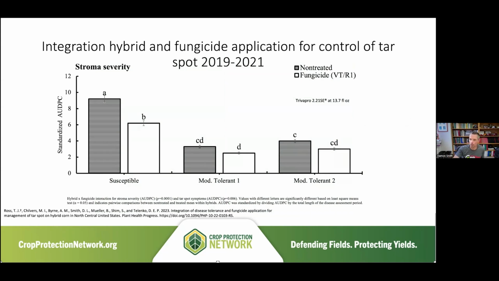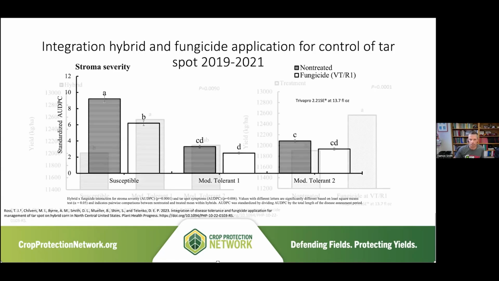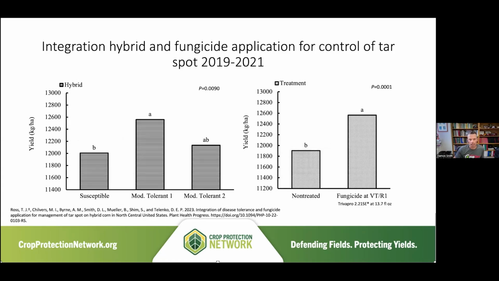So the hybrid's doing maybe 50% of the work in terms of holding that pathogen back, and then the fungicide can come in and slow that down a little more, but maybe the gains aren't quite as drastic as you might see in a susceptible. Again, to look at that effect a little differently here, you can see yield out of those tolerant hybrids, getting some nice return there, and again, nice returns with a well-timed fungicide at that tassel R1. And that's the sweet spot here.